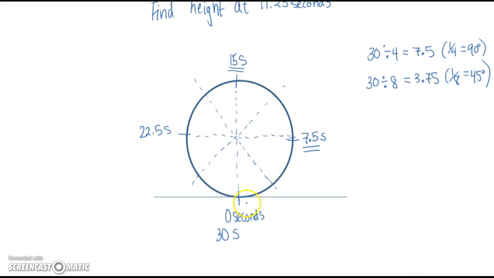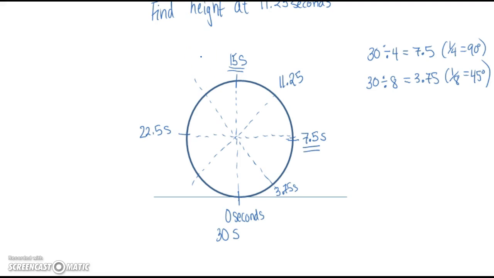So again, we're starting at 0, add 3.75. Now we're here. Add another 3.75. We're now at 7.5. Add another 3.75. We are now at 11.25, which is the time we want, but let's just keep on going so we get these times. Add another 3.75, we get to 15.